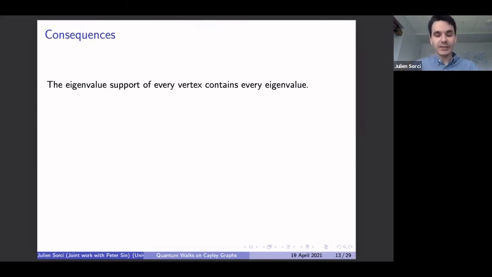And so now there's a few things that you can do once you have this alternative spectral decomposition. One thing that you can show very directly is that the eigenvalue support of every vertex contains every eigenvalue. I think this was already shown using other techniques, but like I said, you can compute it directly using this different description.